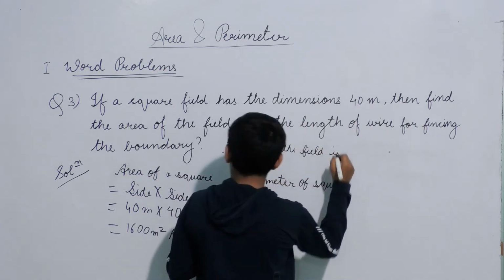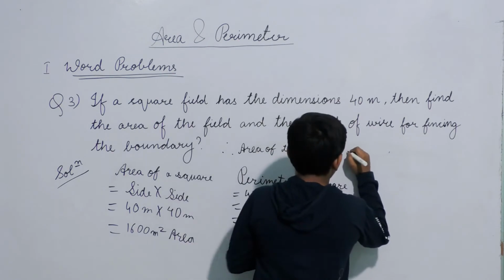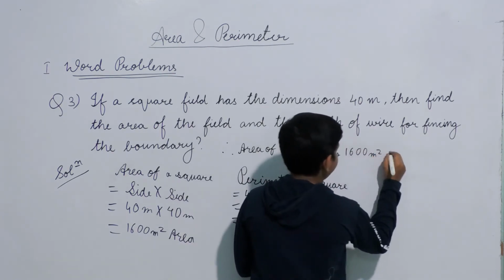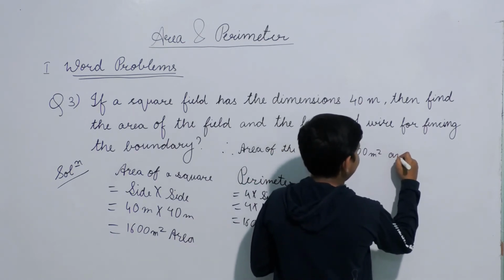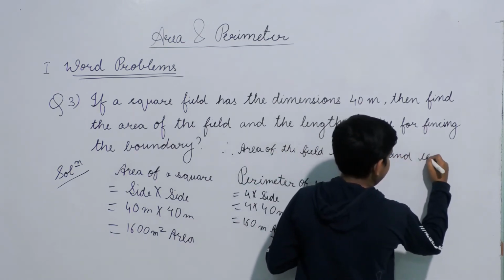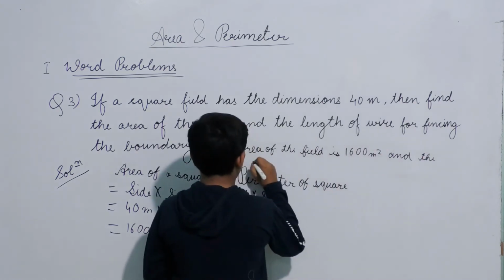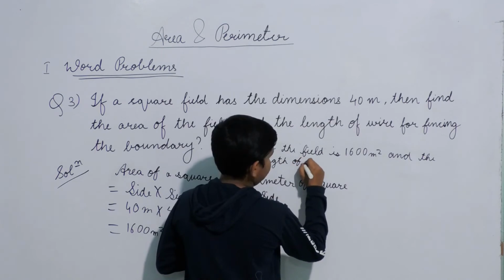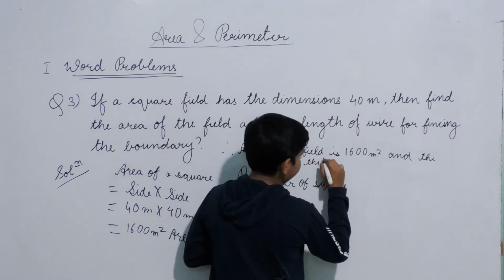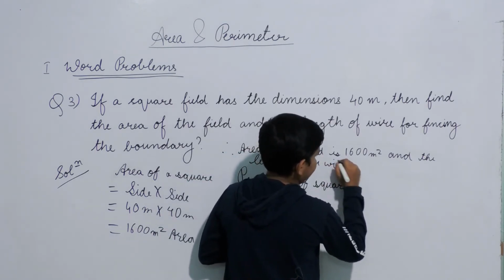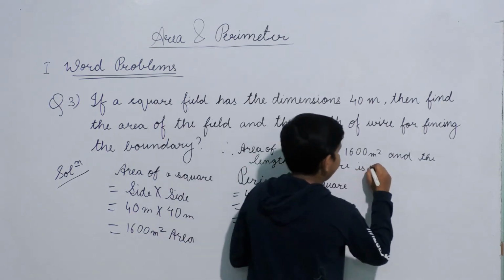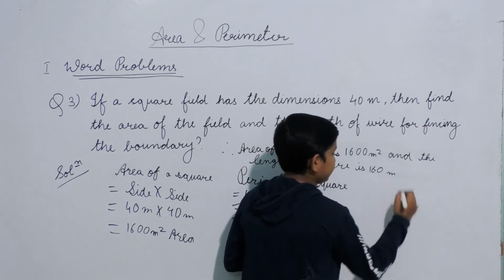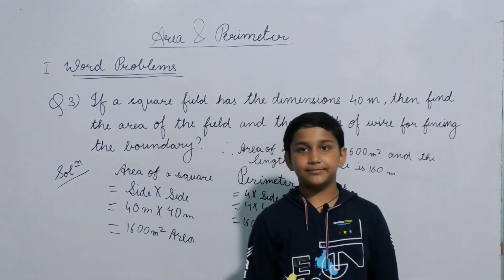We can write it as, therefore, the area of the field is 1600 meters square, and the length of the wire is 160 meters. So let's move on to our next question.